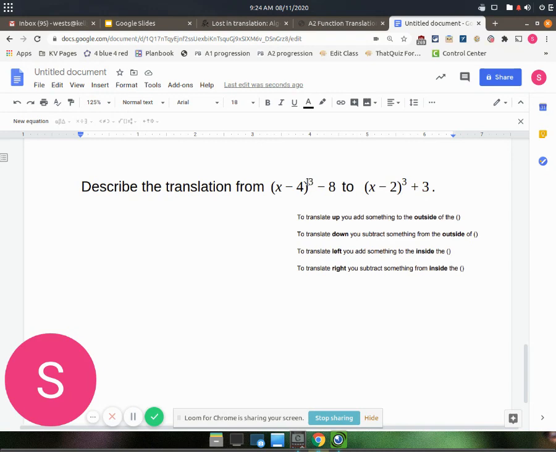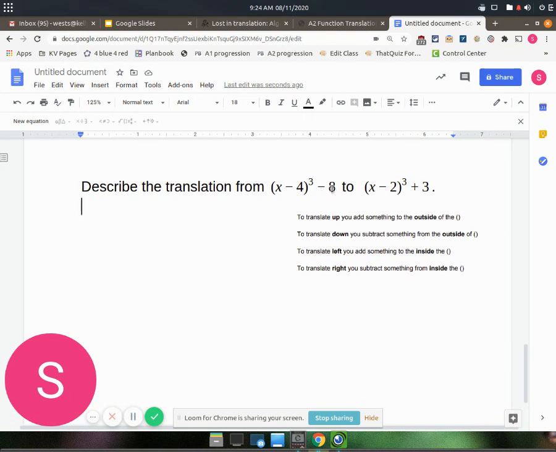All right, last one here. We've got a cubic, something to the third power and something to the third power. This one, they're changing numbers on the inside and outside. So on the outside, let's see here, they're going from negative 8 to positive 3.